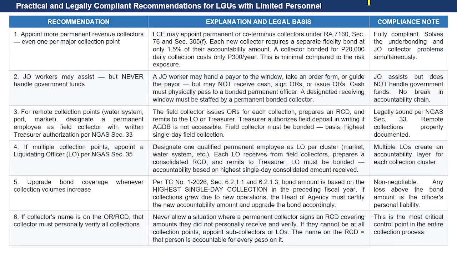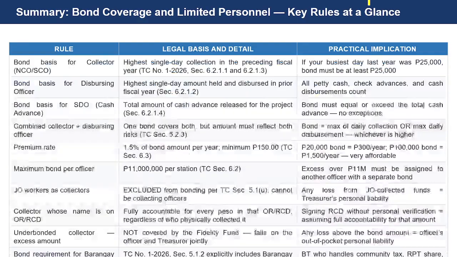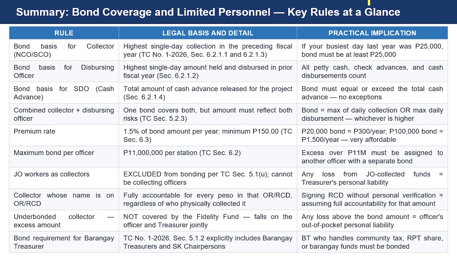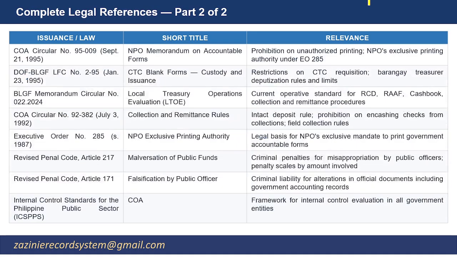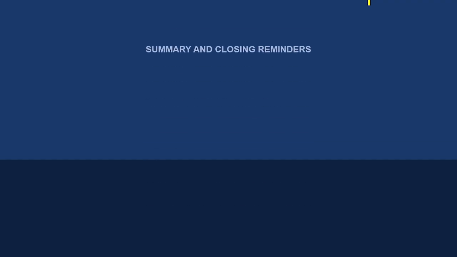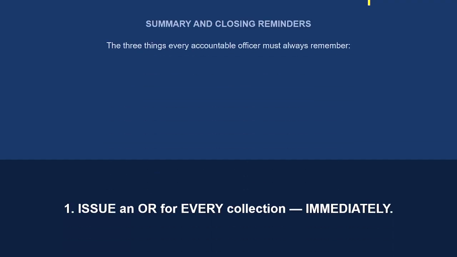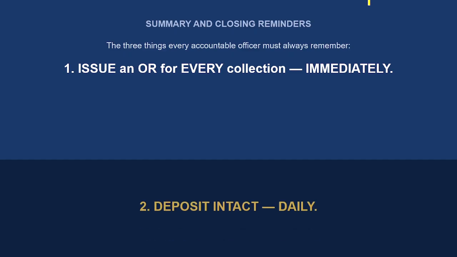Part 13, the complete table of legal references, is on your screen, for use as a quick lookup guide. 3 things every accountable officer must always remember. 1. Issue an official receipt for every collection, immediately, with no exceptions and no delays. 2. Deposit collections intact and daily, with no deductions, no shortcuts. 3. Account for every single peso, down to the centavo, every time.